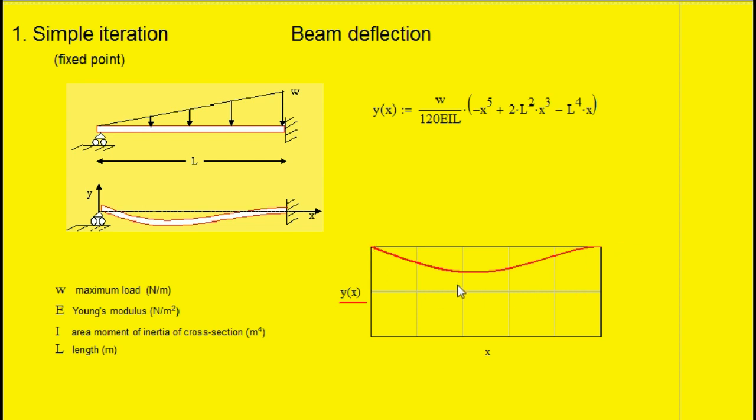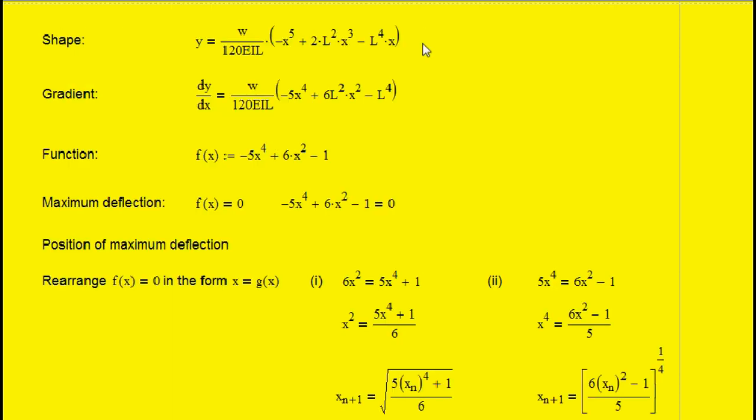At the point of maximum deflection, the gradient is 0, so we need to construct a function for the gradient and then find a value of x that makes this 0. A word of caution: the gradient at the fixed end of the beam is also 0, so we need to be careful to check we get the solution we want. The equation for the shape of the beam might look a little complicated, but it's basically just a straightforward polynomial, so it's easy to differentiate to find the gradient as a function of x.